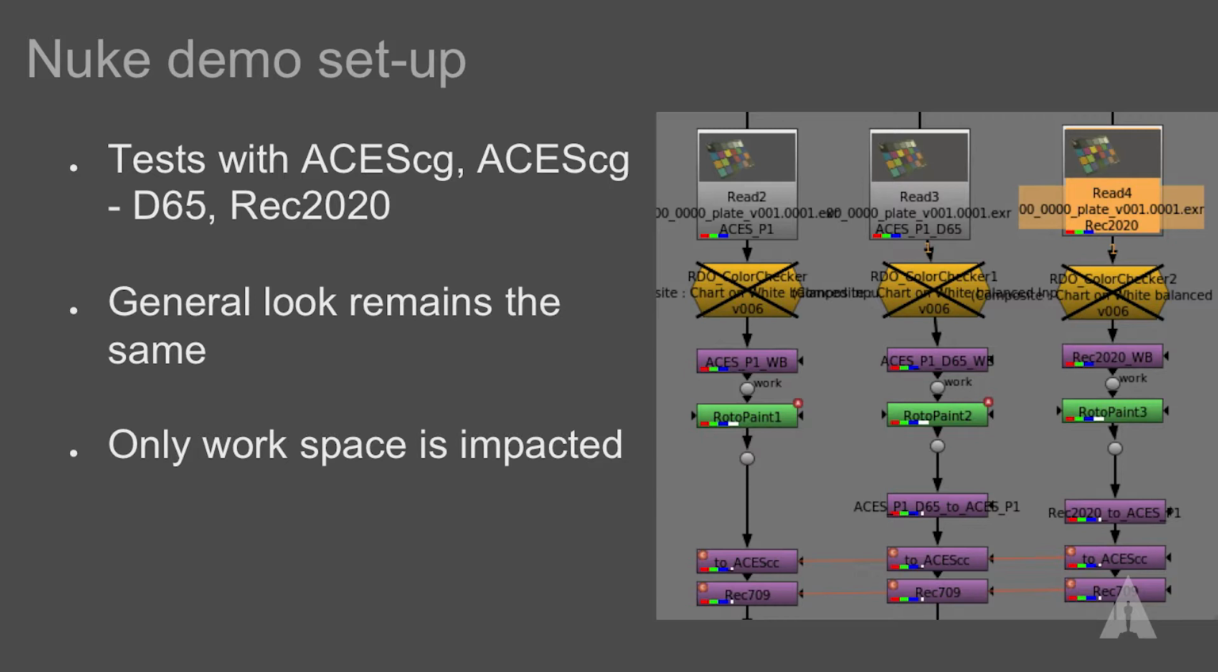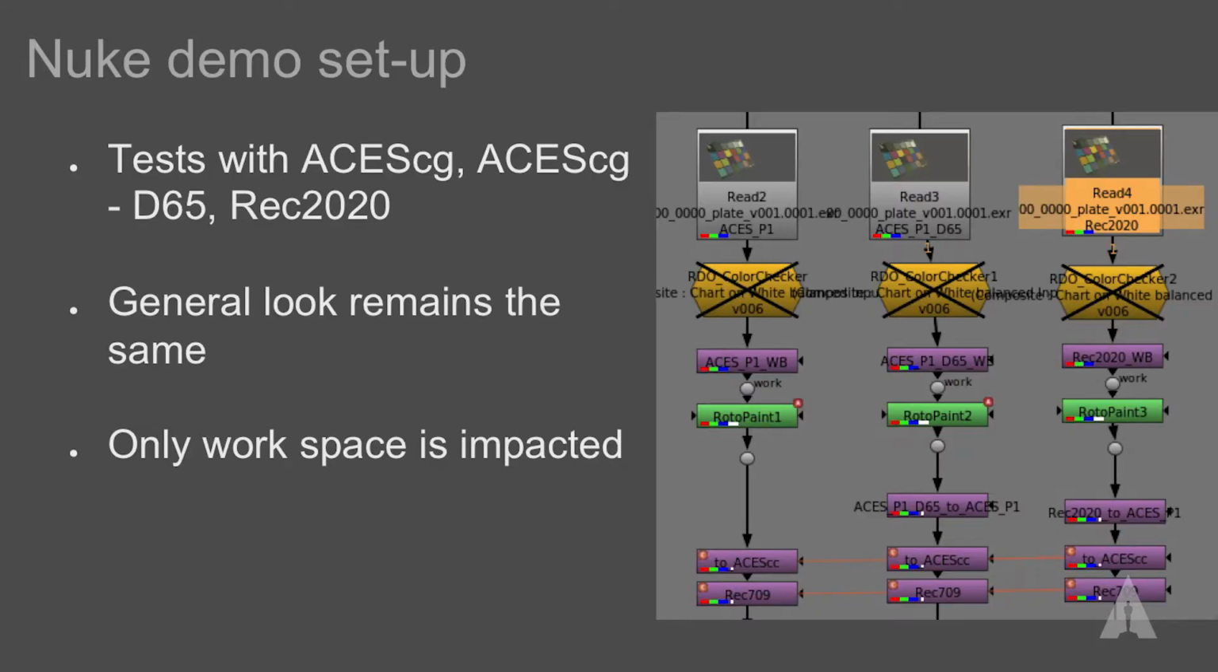The first purple node is actually the white balance, so the three plates are white balanced. And the last purple node you see is the color output that corresponds to the look we want to see. What is important to note is that on the two D65 variations, I'm actually reverting to D60, so the general look remains the ACES one.